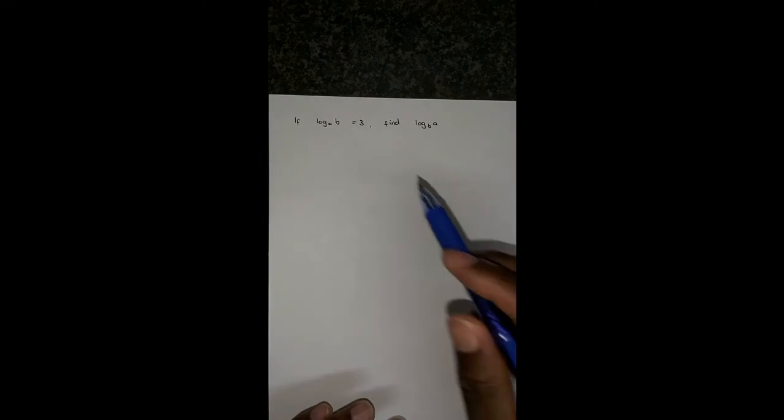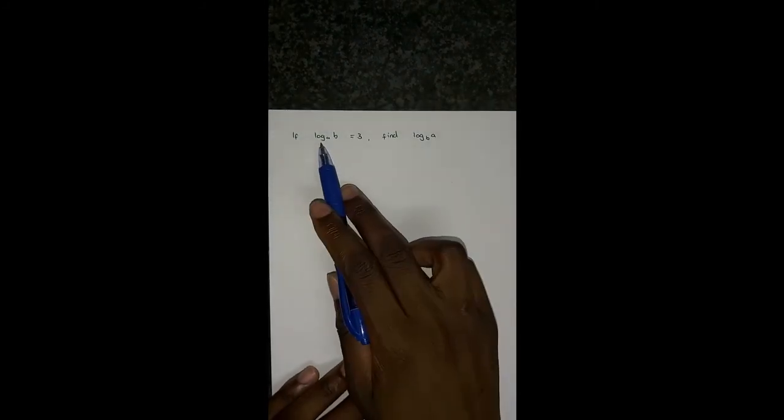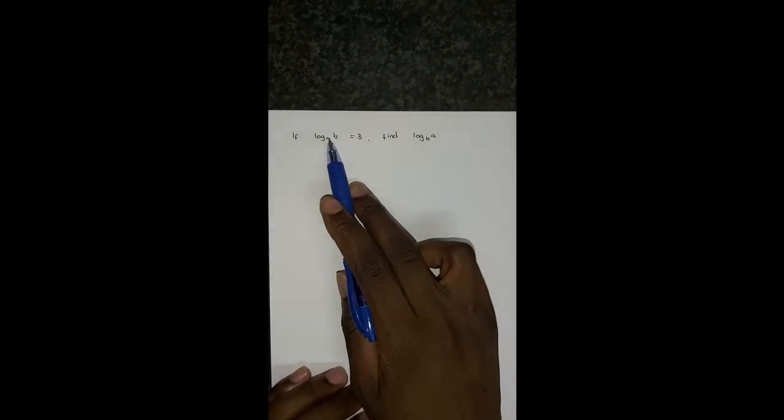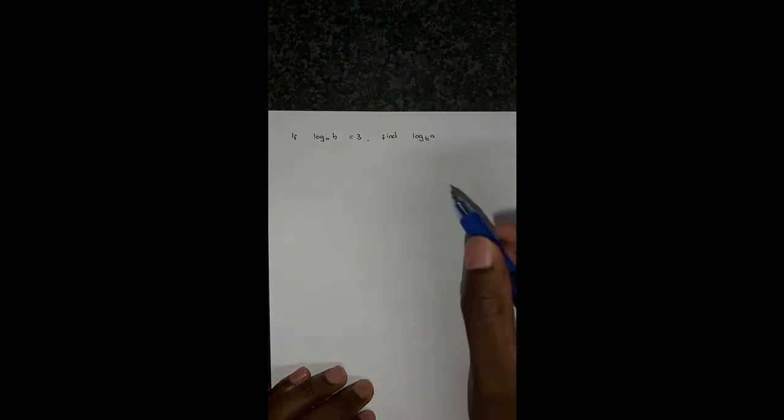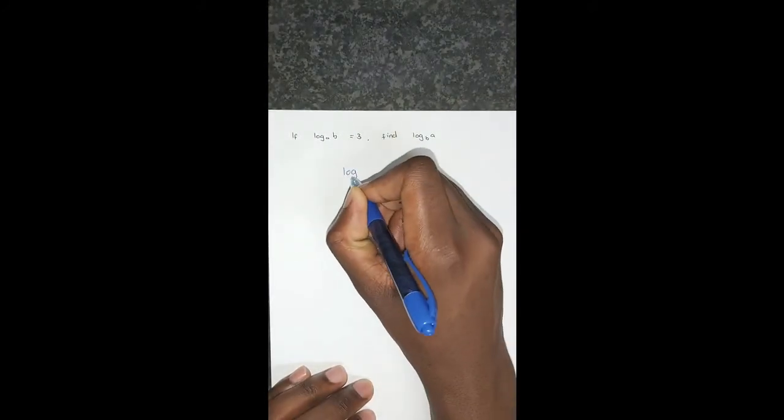So the next question says, if log b to the base of a is equal to 3, find log a to the base of b. Okay, so with this one, it's log b base a is equal to 3. Okay, so let's just rewrite it.